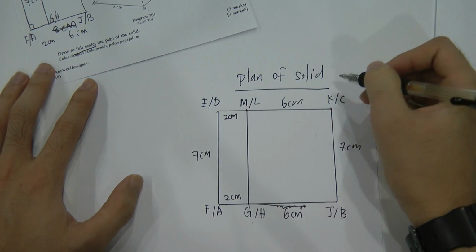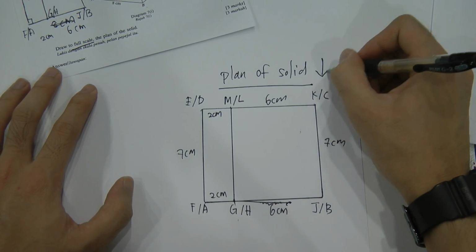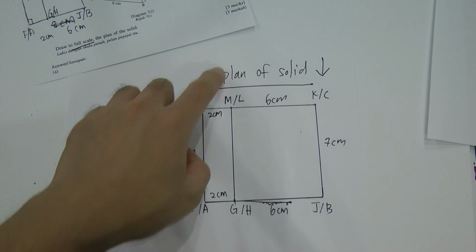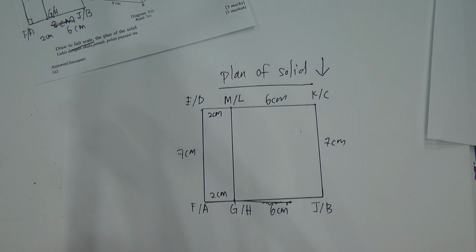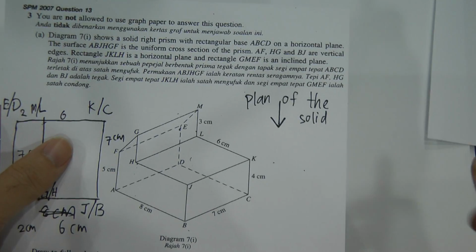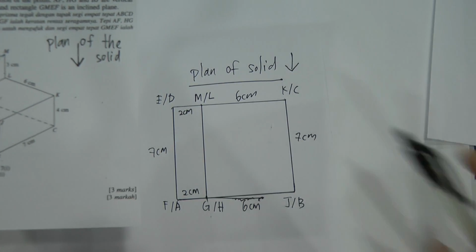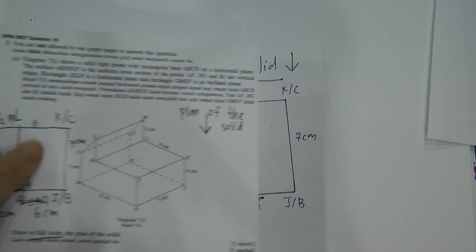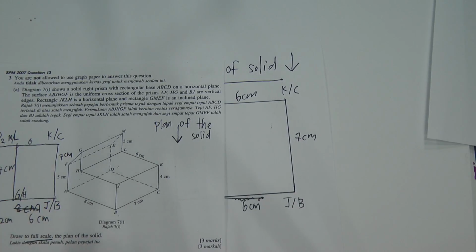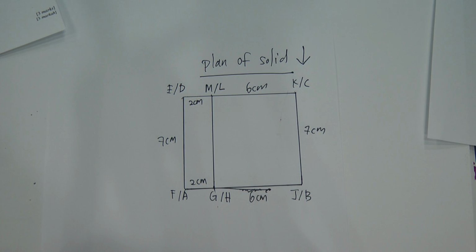Remember, the plan of the solid will always mean look from the top, look down. When you see the word plan, it means you need to look from the top. So when you see this one and this one again, when we look from the top, we will only see something like this. Then we have a look at part B.